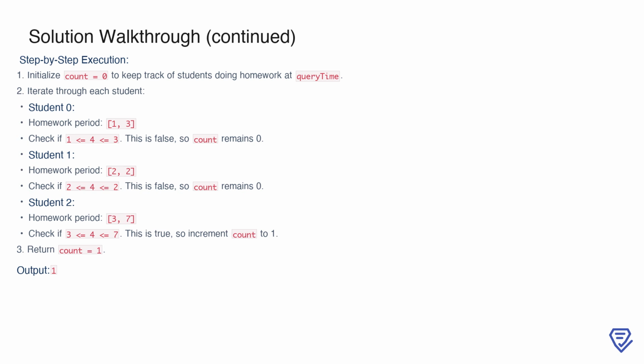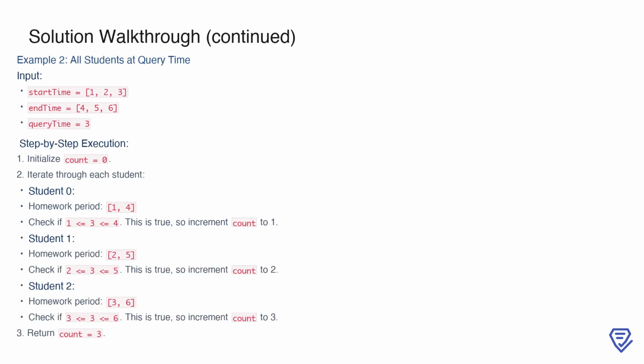Finally, for the third student, their homework period is 3, 7. Now, checking 3 ≤ 4 ≤ 7, we see that this condition is true, so we increment the count by 1. At the end of the iteration, the count is 1, which means one student was doing homework at query time.